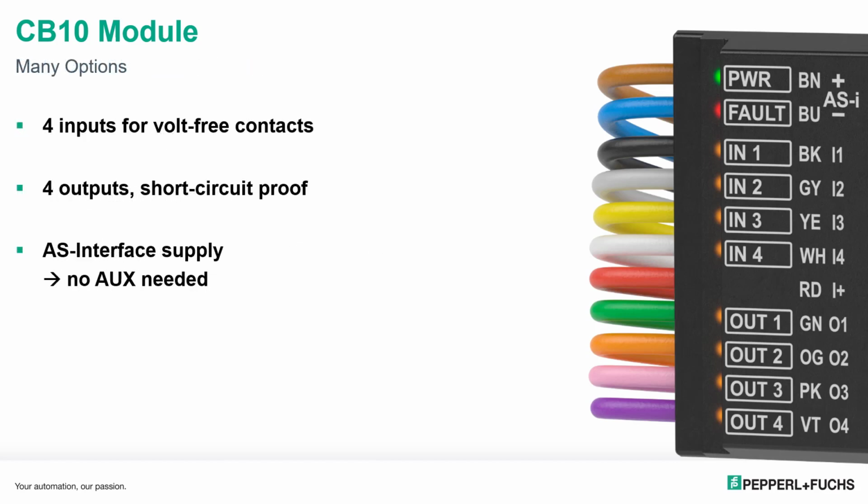The CB10 module is the Swiss Army knife of push-button box connectors. It allows up to 4 inputs and outputs depending on what model you choose, and it's great if you want to make your own pre-assembled boxes. I can't imagine how many ways the CB10 module could end up being used, but maybe you can. Also remember, there's no aux power needed. The power comes through that yellow ASInterface flat cable.